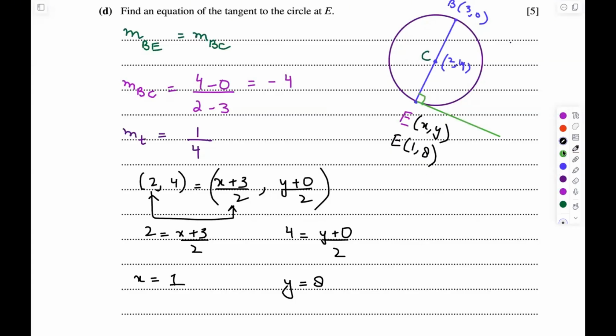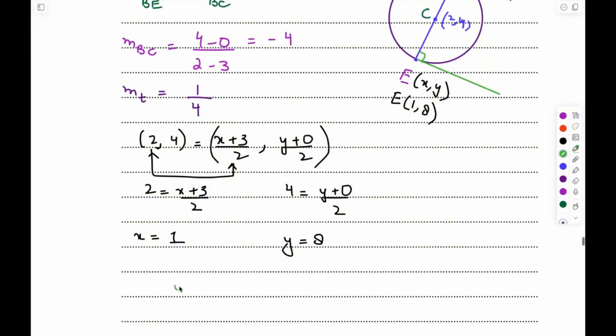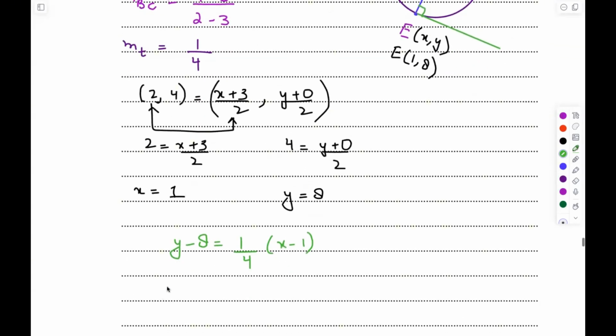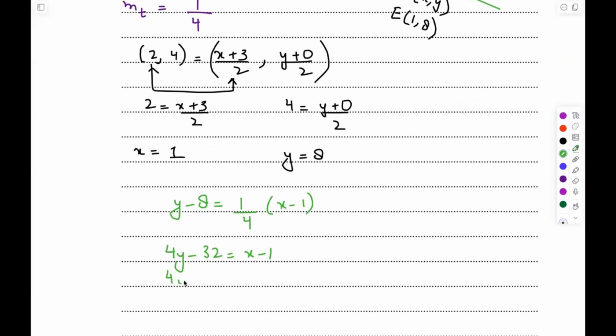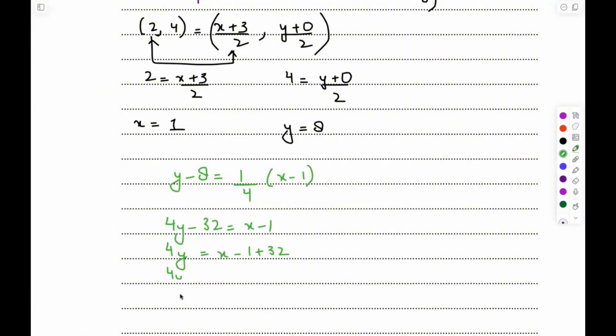Once we have the coordinates, we can now write the equation as y minus y1 is equal to m, which is 1 upon 4, into x minus x1, which is 1. We can simplify this to write it as 4y minus 32 equals x minus 1. And we can simplify to write it as 4y is equal to x minus 1 plus 32. So the final answer will be 4y is equal to x plus 31 for the equation of the tangent.